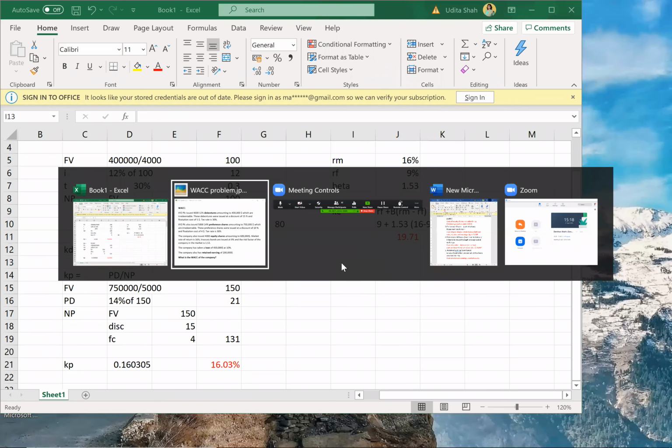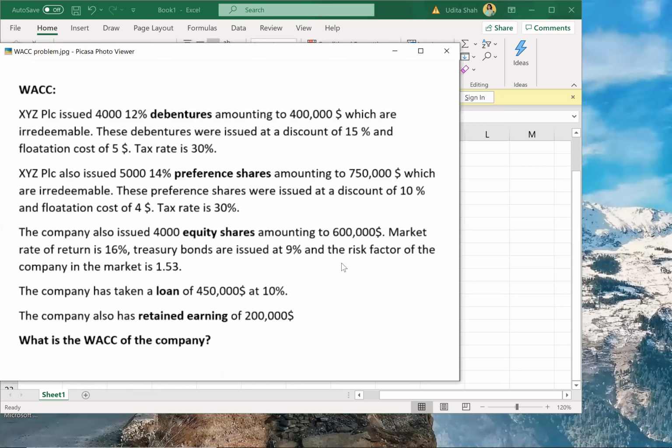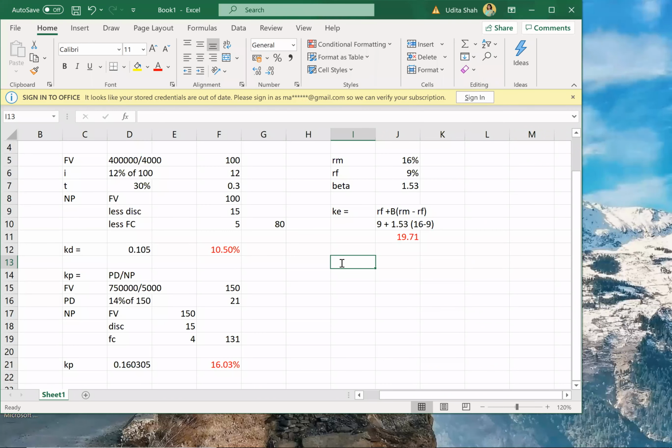And last, company has taken a loan of $450,000 at 10%. So loan means what? KT. So what is the formula of KT? KT equal to interest net of tax, so I into 1 minus T. So I is 10% into 1 minus 30%. That will be 7%. So 7% is my KT.